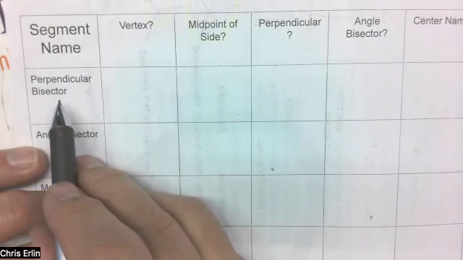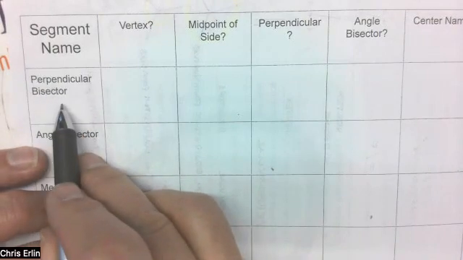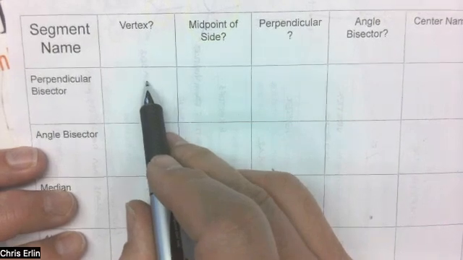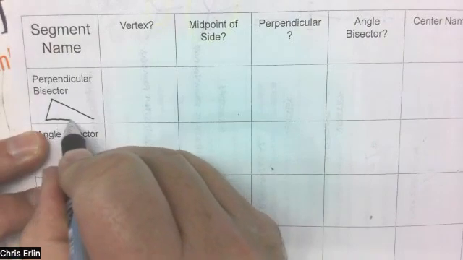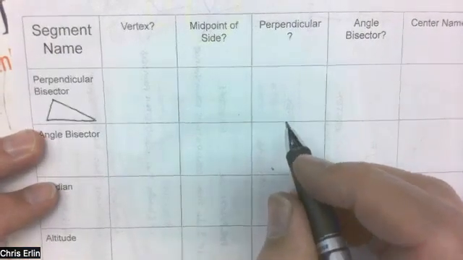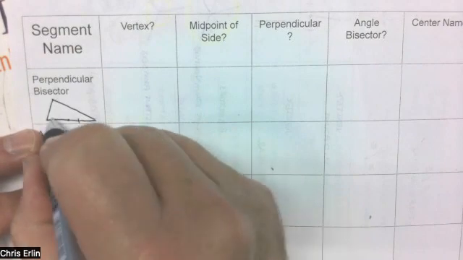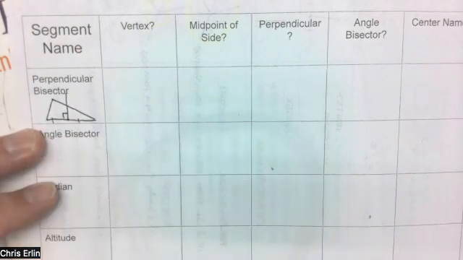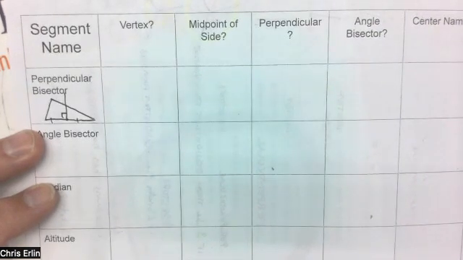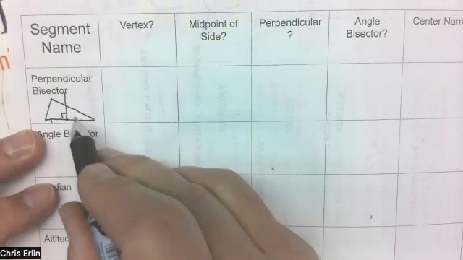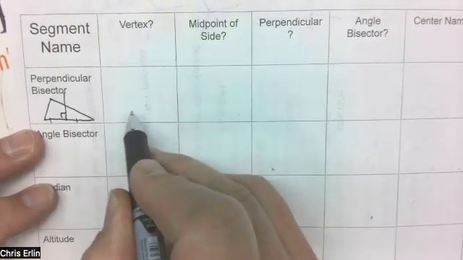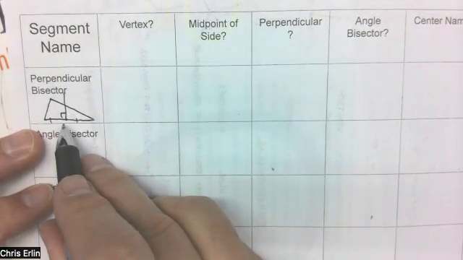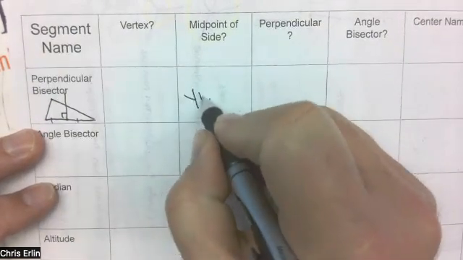If we take a perpendicular bisector, does it go through the vertex? And let's draw ourselves a non-equilateral triangle, just a little sketch, and remind ourselves what a perpendicular bisector looks like. Everyone draw that sketch. Does this go through the vertex of the triangle? No, so leave the spot blank. Does it definitely go through the midpoint of a side? Yes, so write a yes in there.